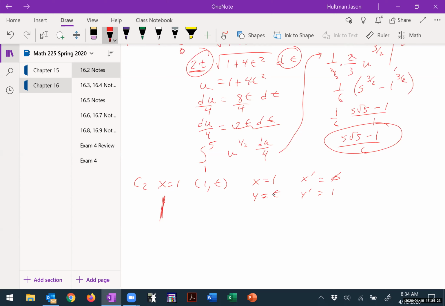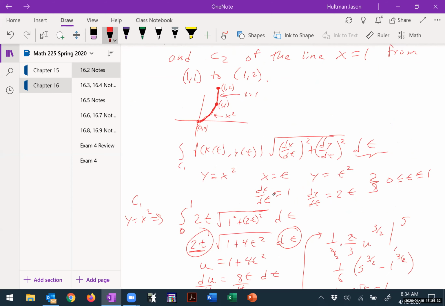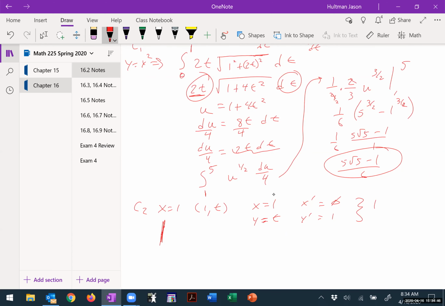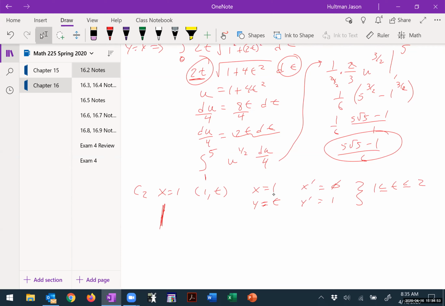And then what is t going to go from in our line integral? Well, in this case, y was equal to t, and so what's t going from? t is going from 1 to 2 because that's what y is going from. Just think about it as a particle traveling on this curve. The y's are what's varying, and they're varying from 1 to 2.